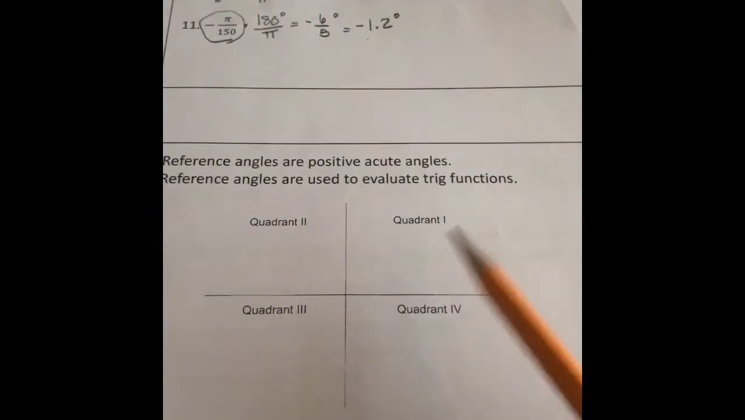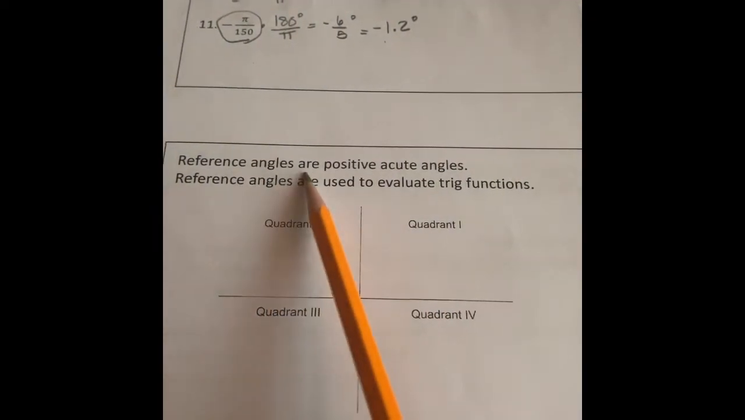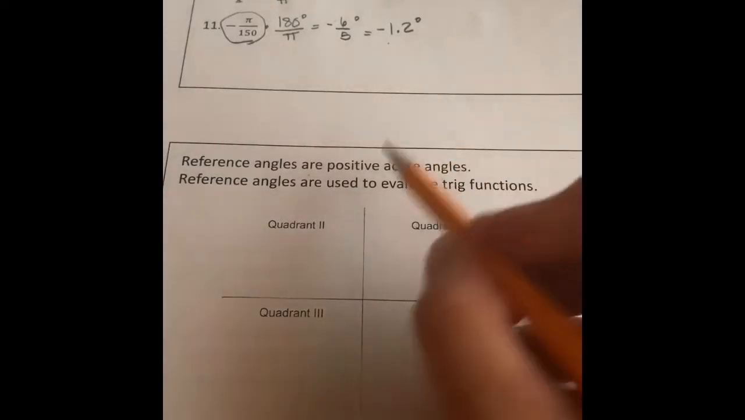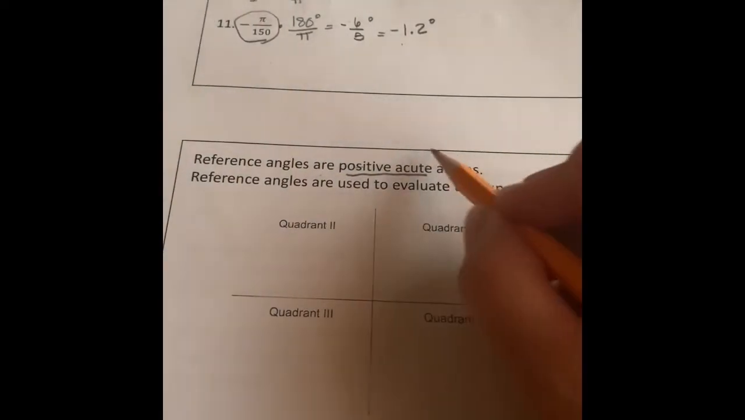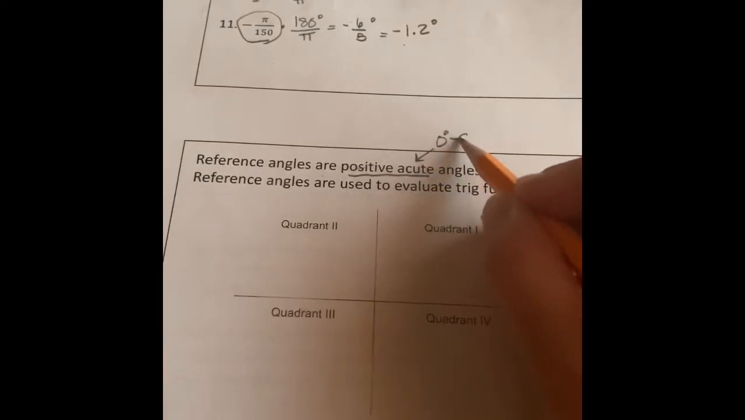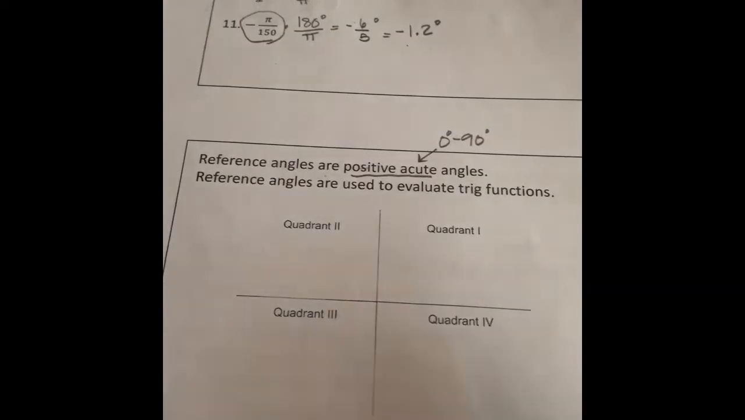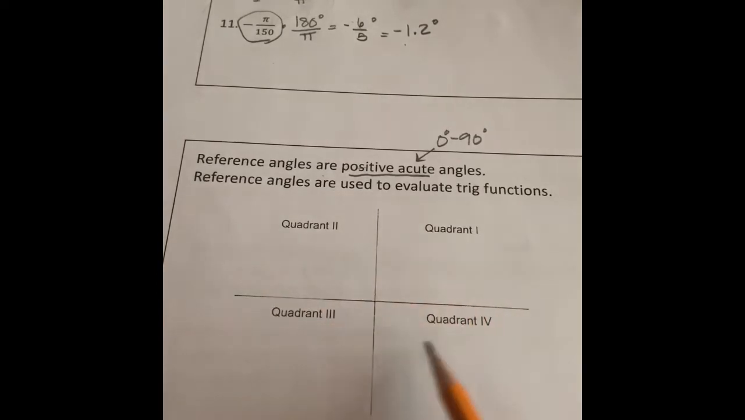Looking down at this last part, we're also going to be talking about something called reference angles. Reference angles are positive acute angles. Positive, we know, remember, acute just means an angle between 0 and 90 degrees. Here are those quadrants I was talking to you about.